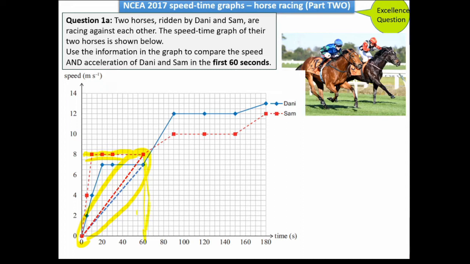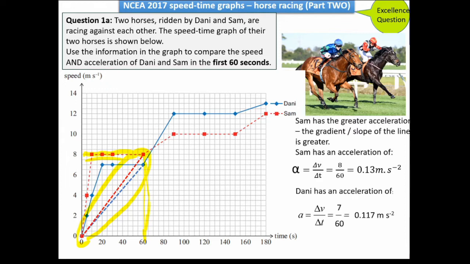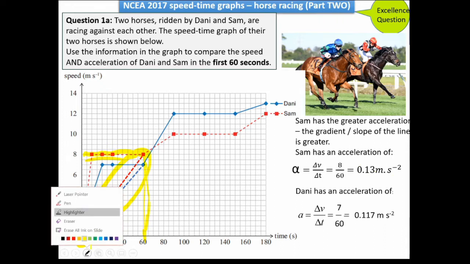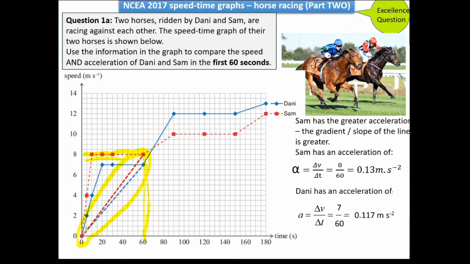The acceleration is going to be, in Sam's case, 8 over 16, because it's our change in speed over our change in time. And Danny is going to be 7 over 60. So you can see there that Sam had an acceleration of 8 over 16, and so that gave us 0.13 meters a second.